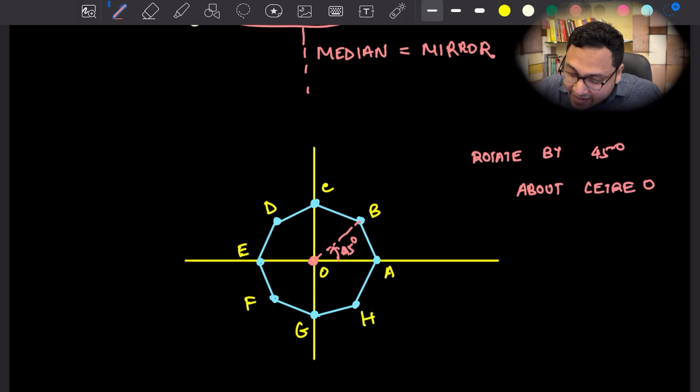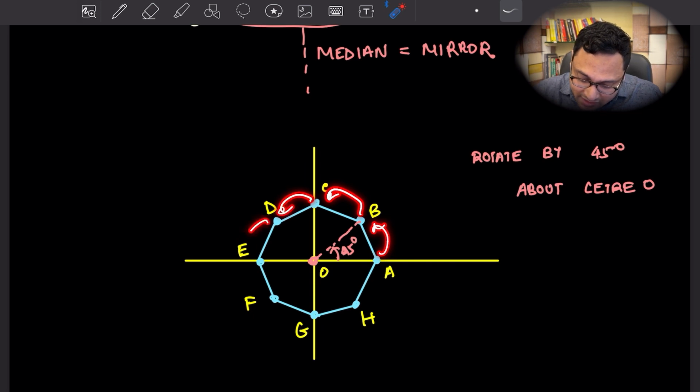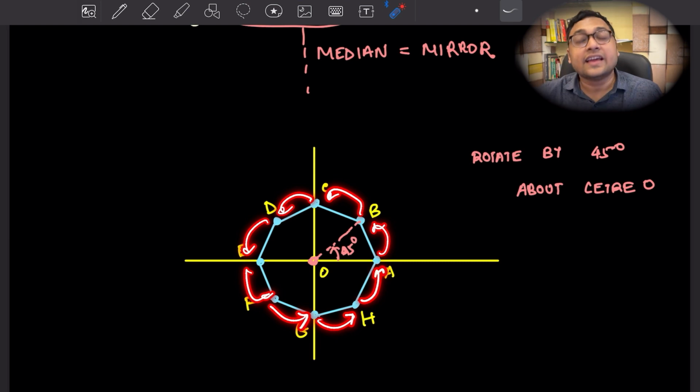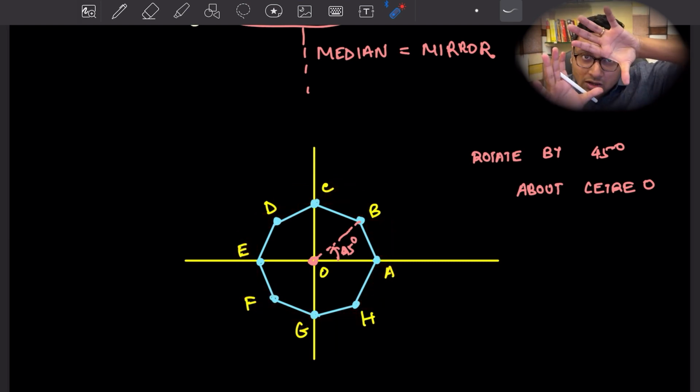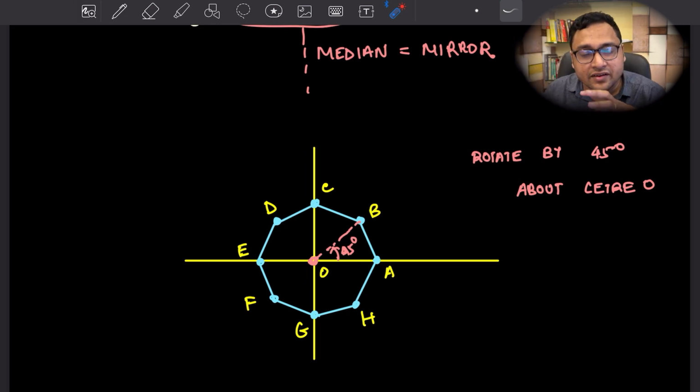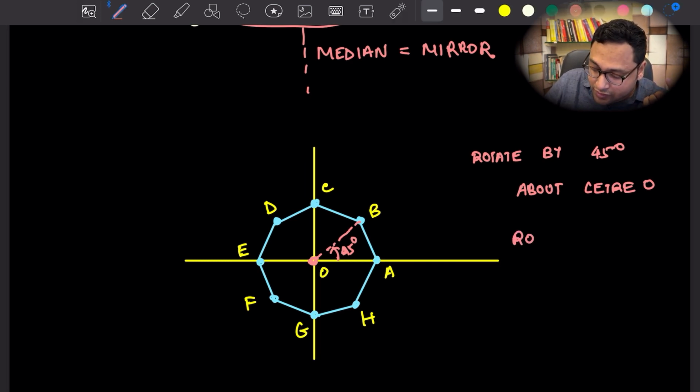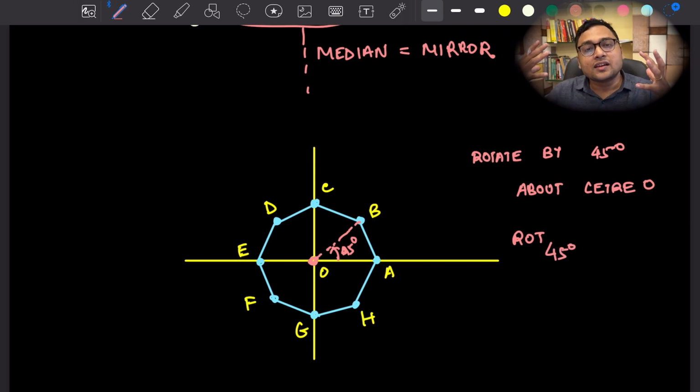So the point A will go to the point B, B will go to C, C will go to D, D will go to E, E will go to F, F will go to G, G will go to H, and H will come back to A. So the entire octagon will turn by 45 degrees and you will get the same picture back. That is an example of a symmetry. So I'll write it as rotation by 45 degrees. That entire thing is a symmetry of the octagon.